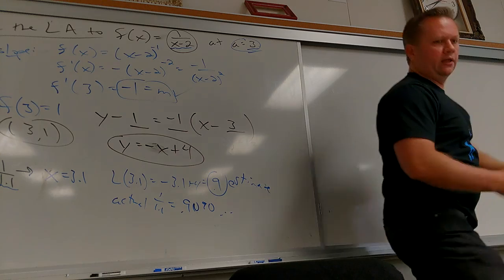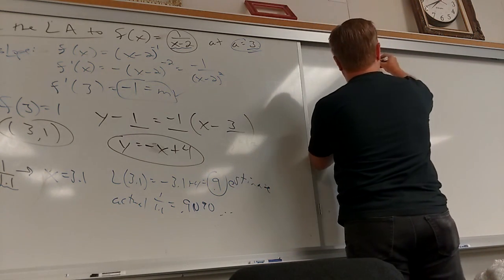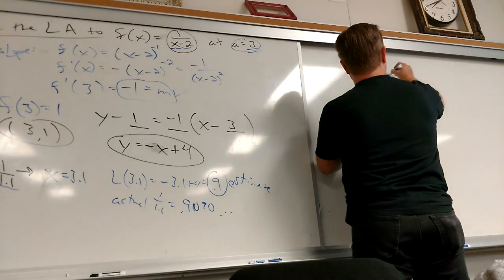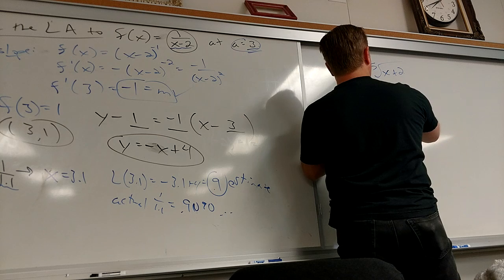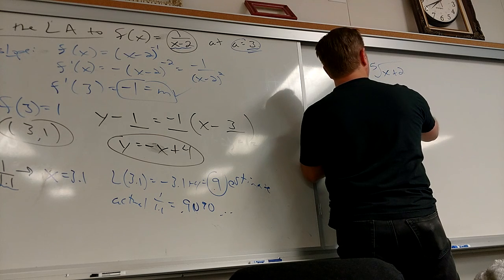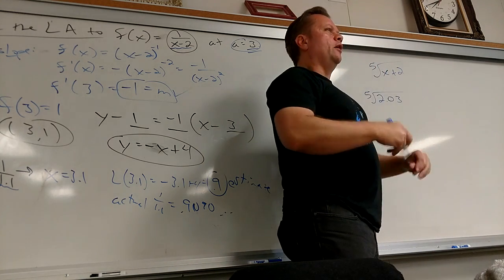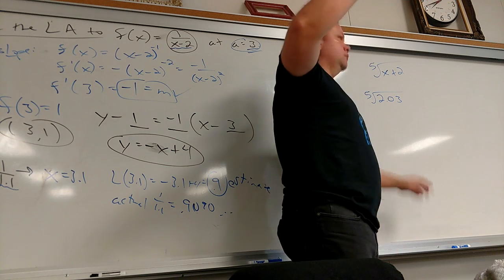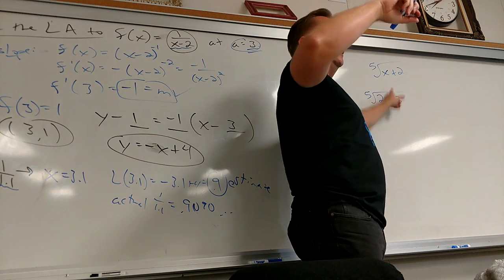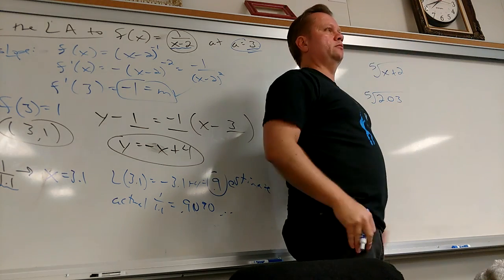So if your function you're working with, let me make a different problem, was this, and I'm asking you to approximate the 5th root of 2.03, then what x value are you going to throw into your approximation? What x value are you going to throw in to make this actually happen? What would x be? 0.03.